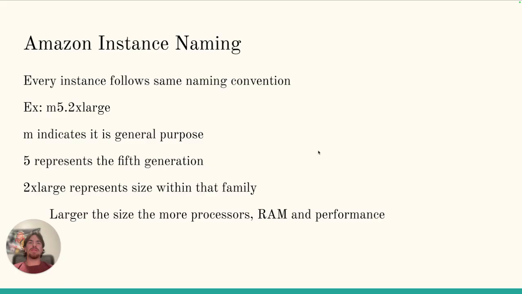Each instance follows a naming convention that makes it easier to grasp at a glance. For example, consider this on-screen example, M5.2xlarge. The letter M indicates it's a general purpose machine. The 5 represents the 5th generation, making it newer than an M4. Finally, 2xlarge represents the size within that family. The larger the size, the more processors, the more RAM, and the more performance you receive. This technique makes it a lot easier to select the appropriate machine without having to memorize all the specifications.